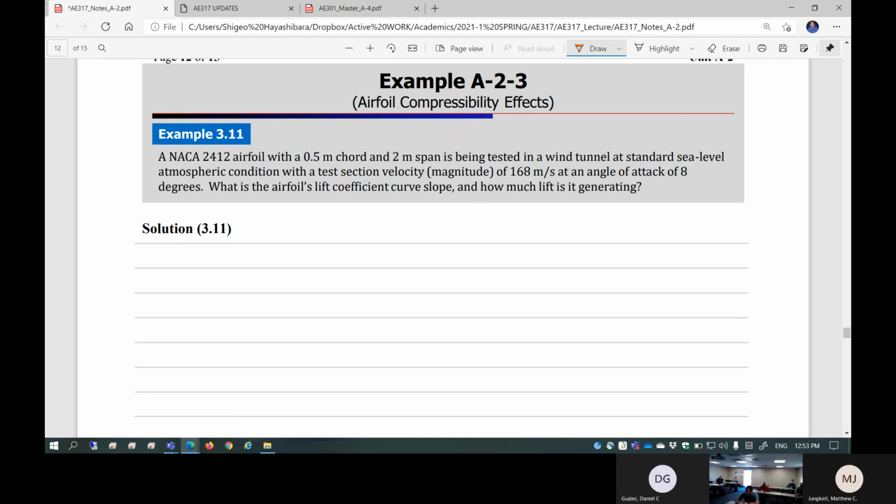Ring a bell by looking at this program? Wait a minute. What is something you stop and think? Pretty fast. Yeah, it's fast. 168 meters per second is pretty fast. Do you think this is less than 0.3? We can test it using the standard sea level atmosphere conditions. Well, we have to check the Mach number, but do you think this is less than 0.3? No way.